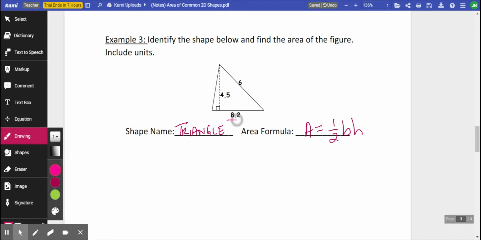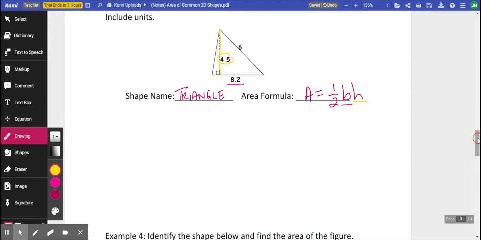So the base is the bottom, which in this case is the 8.2. The height is 4.5. That is the distance from the top of the triangle to the bottom of the triangle, right? The height. And then the 6, we don't need that for absolutely anything to figure out the area. So every now and then they'll give you some extra information that you don't actually need. So be careful with that. Make sure you understand how to use each one of these formulas.